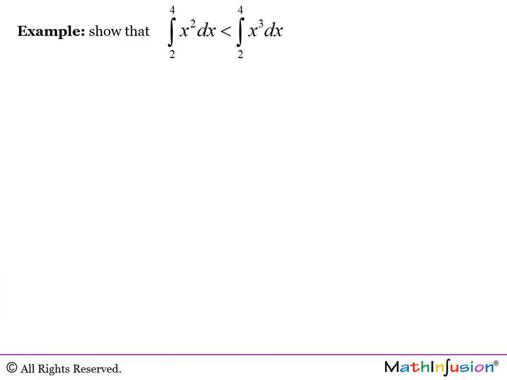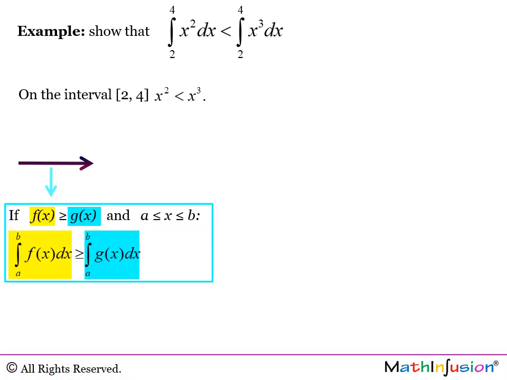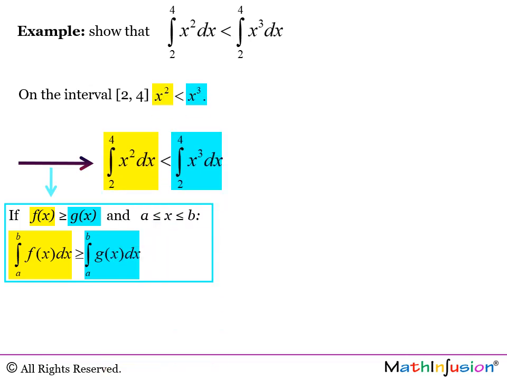Example. Let's show that the integral of x to the power of 2 dx between 2 and 4 is less than the integral of x cubed dx between 2 and 4. On the interval 2 and 4, it's clear that x to the power of 2 is strictly less than x cubed. Now we are using this property to get directly that the integral of the first one is less than the integral of the second one.